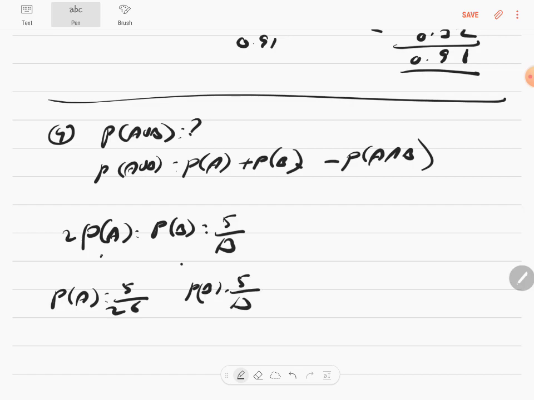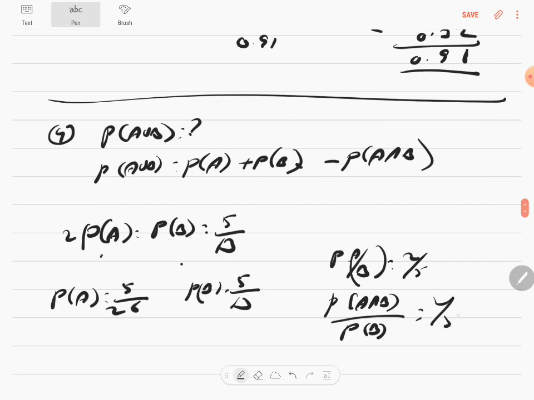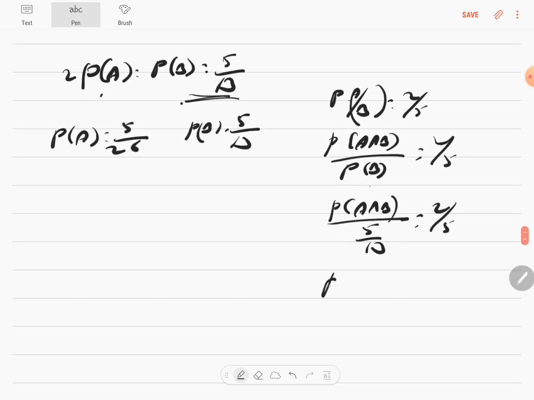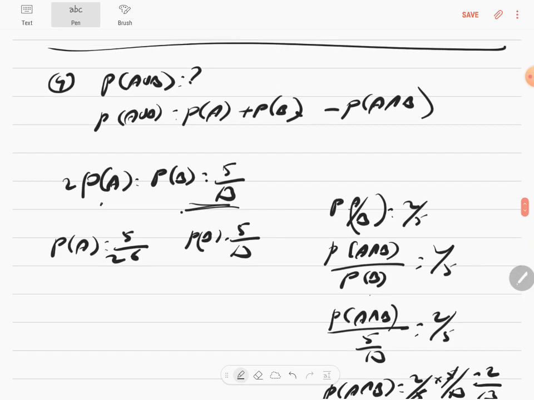And what else have they asked? They have given P of A by B, which is 2 by 5. What is the formula? P of A intersection B by P of B is equal to 2 by 5. A intersection B you can therefore find from this. P of B is 5 by 13. So P of A intersection B by 5 by 13 is equal to 2 by 5. P of A intersection B is therefore 2 by 5 into 5 by 13. So the answer is 2 by 13. So that's P of A intersection B. But they are asking for P of A union B.